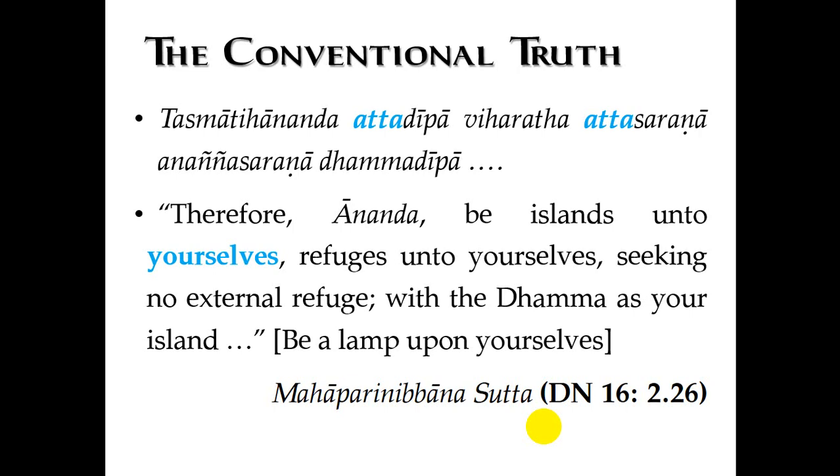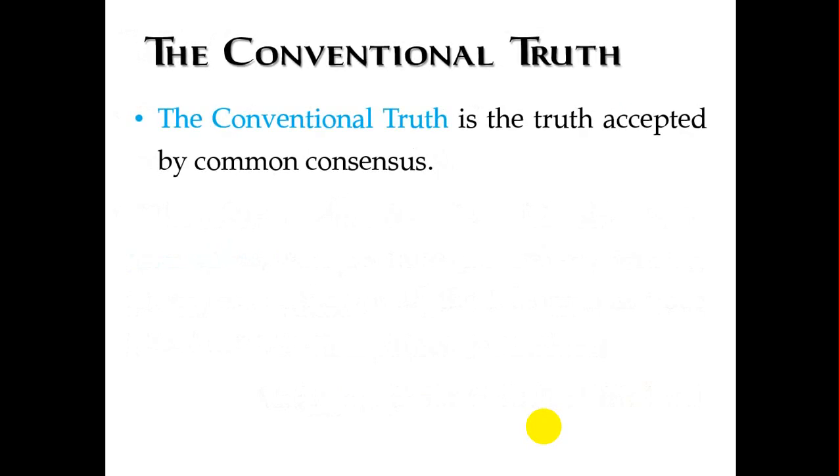Any question? The conventional truth is the truth accepted by common consensus among the people. Singapore is an accepted name, right? Your name is accepted by your family members and your surroundings. Mangala Vihara is accepted as a temple. Later, if it is changed to something else, this Mangala Vihara will no longer have that name. So it changes all the time; it doesn't exist.